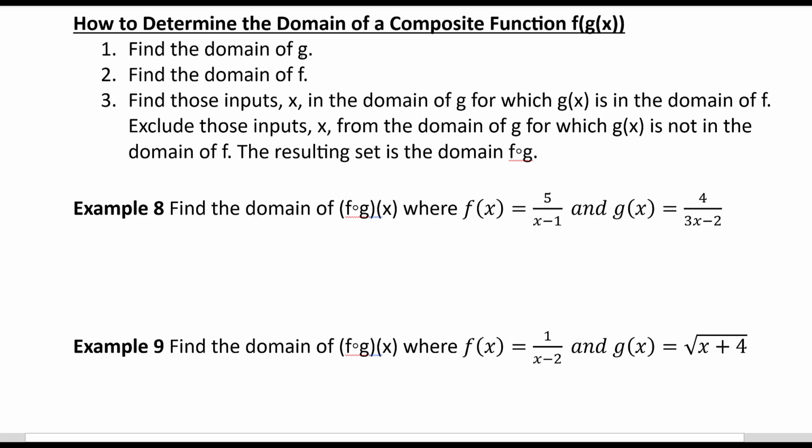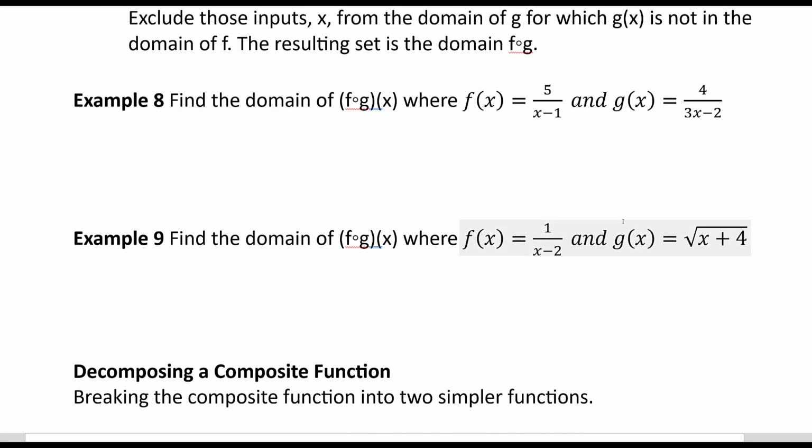So find the domain of g, find the domain of f. For those inputs x that are in the domain of g, for which g of x is in the domain of f, that's going to be the domain. So exclude the inputs x from the domain of g for which g of x is not in the domain of f. The resulting set is the domain of f of g of x.